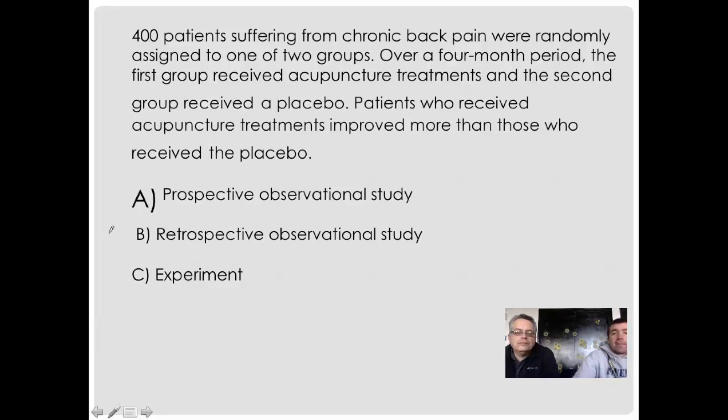All right. 400 patients suffering from chronic back pain were randomly assigned to one of two groups. Over a 4-month period, the first group received acupuncture treatments and the second group received a placebo, or nothing. Patients who received acupuncture improved more than those who received the placebo. So, Mr. Miller, since you knew the answer, what is it? Experiment.